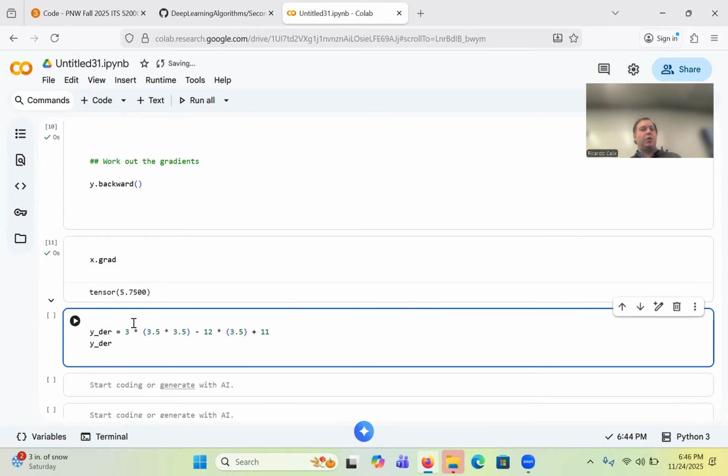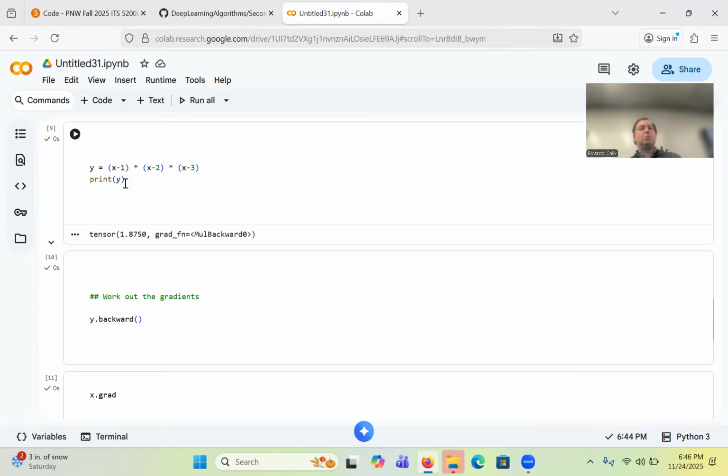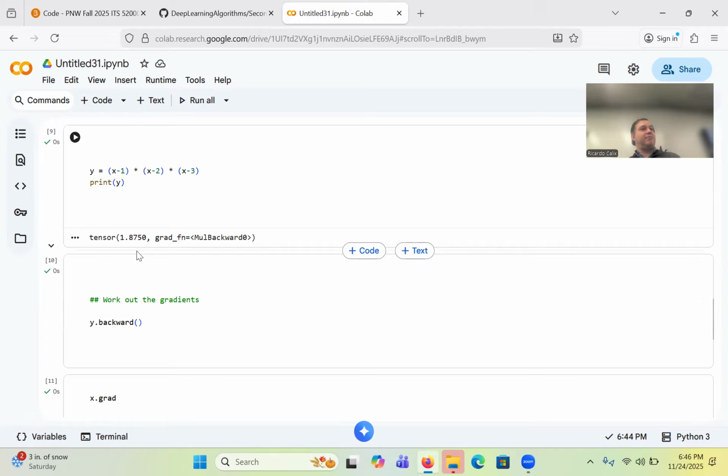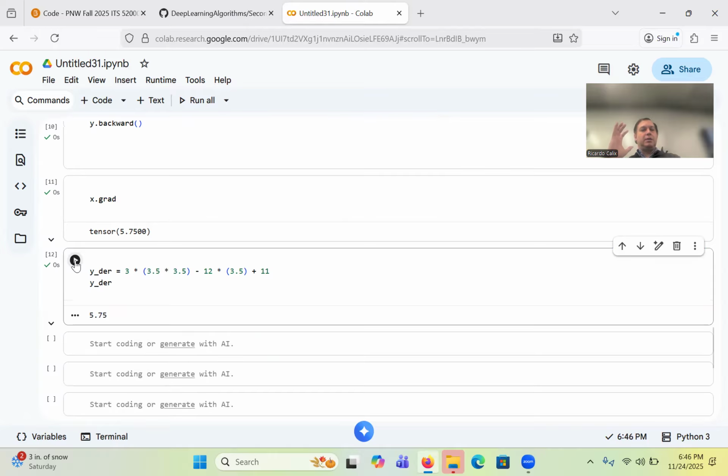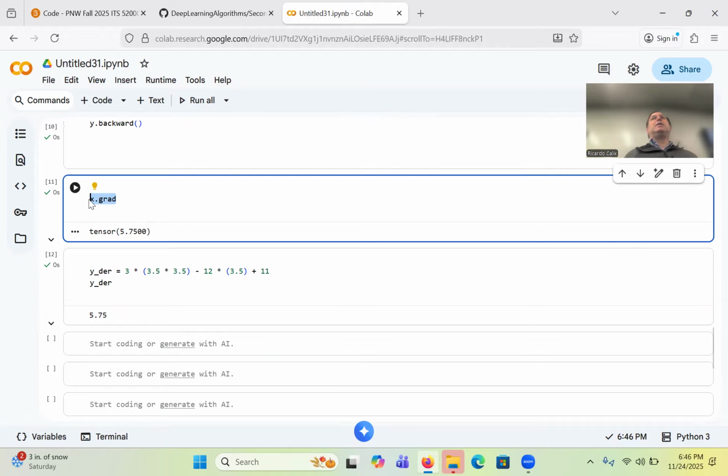But instead of going through the original equation, which is this one, to provide the original output, it goes through the derivative of that equation, which is this one. And so if we run it, 5.75, guess what? It matches what is already in x.grad. Do you see how it works? It's a little strange, as I said, especially for anyone that has taken a calculus class, because we're so used to getting the function, but we really just need the value, right?